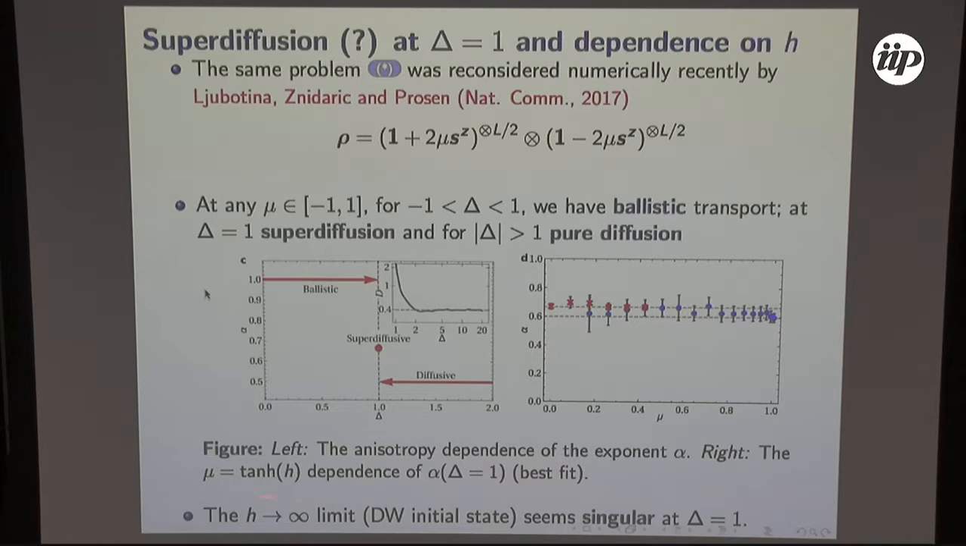So yes, the h equal to infinity limit, which is the domain wall initial state, seems singular because apparently there is some singularity in mu. This is again numeric. It means that if mu is finite, you have a finite magnetic field, this super diffusion exponent seems to be 2/3. But as soon as you take this limit in which it goes to infinity, you fully polarize the initial state, it seems that the super diffusion exponent goes down to 3/5, or 0.6. But never mind, so think only about the domain wall initial state.